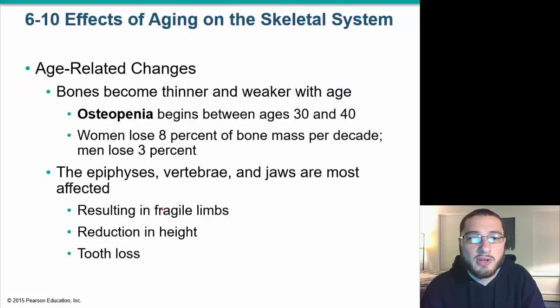Age-related changes: bones become thinner and weaker with age. Osteopenia begins between age 30 and 40. Women lose about 8% of bone mass per decade. Men lose about 3%. The epiphyses, vertebrae, and the jaw are most affected, resulting in fragile limbs, a reduction in height, and tooth loss.